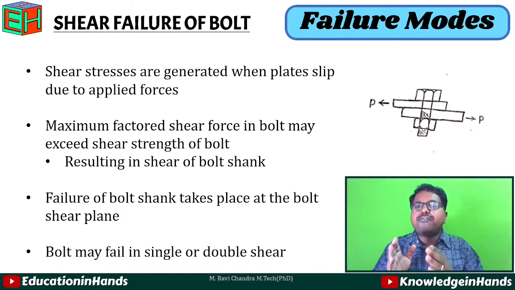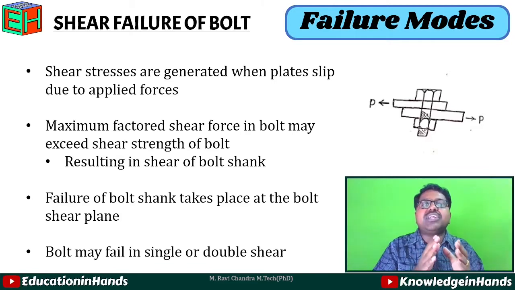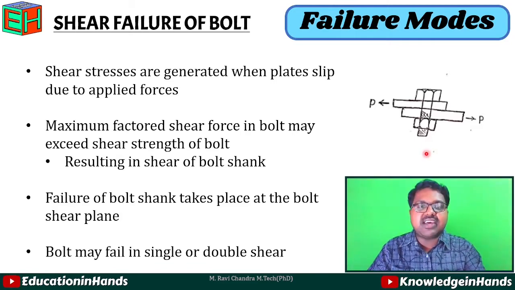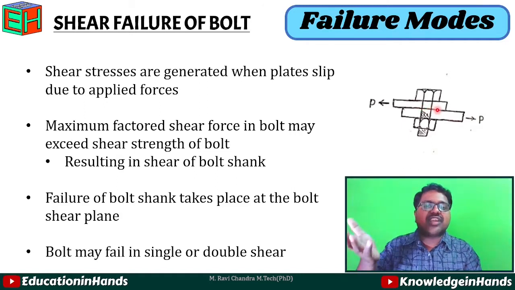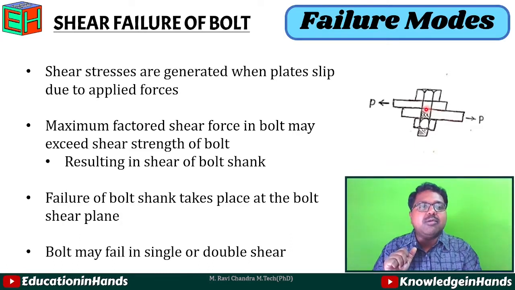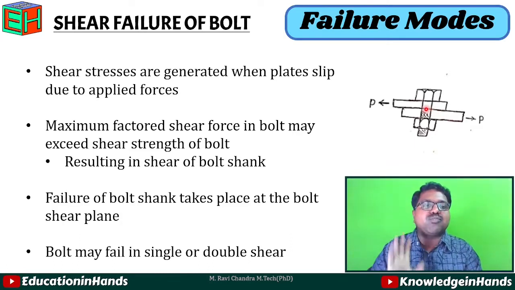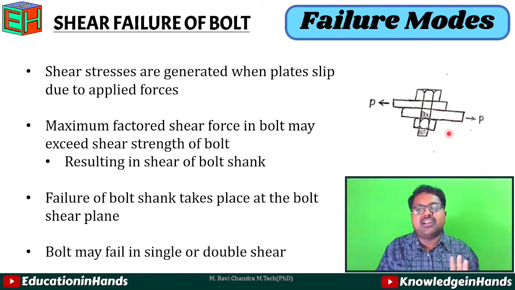So see here, failure of the bolt shank takes place at the bolt shear plane. If I consider this small connection, two plates are joined with a bolt and load is applied like this. This is the shear plane we have. Whenever this maximum factored shear force increases beyond the shear strength of the bolt, the bolt will fail at this point due to shear.